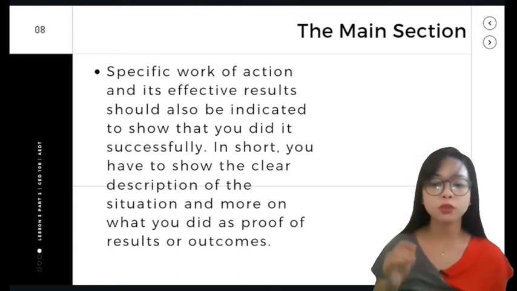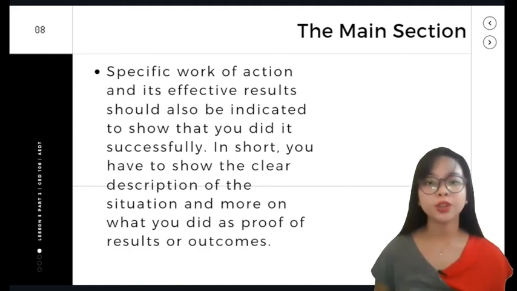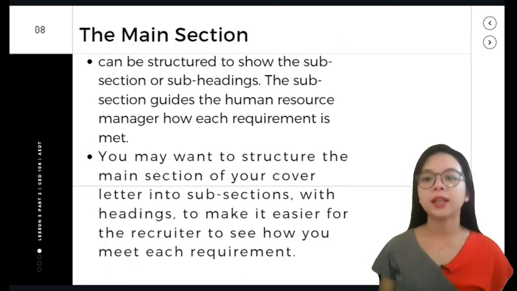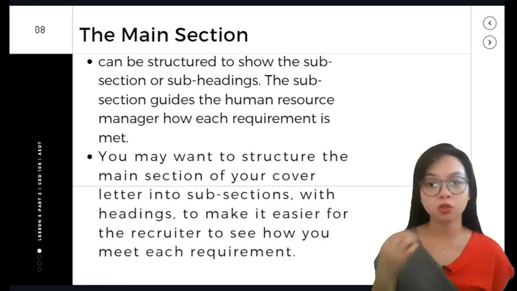So that indicates that you did it successfully. In short, you have to show the clear description of the situation and more on what you did as proof of the results or outcomes. Meanwhile, this main section can be structured to show the subsection or subheadings.